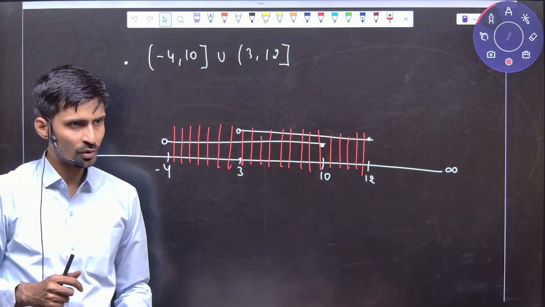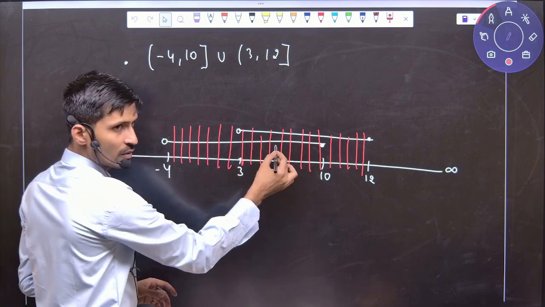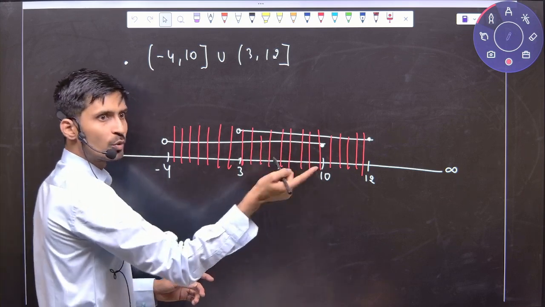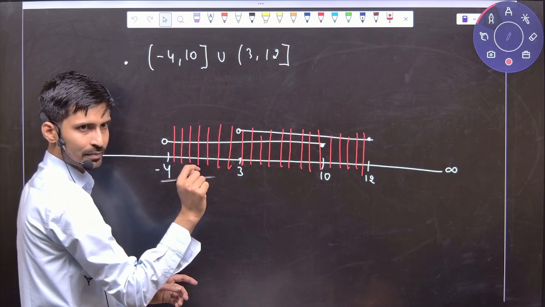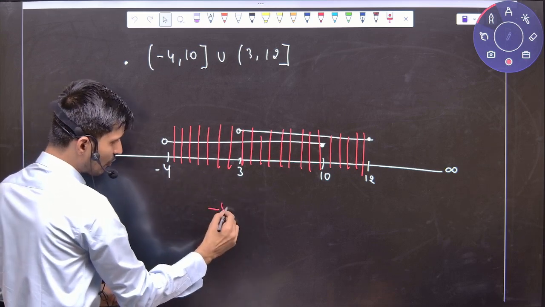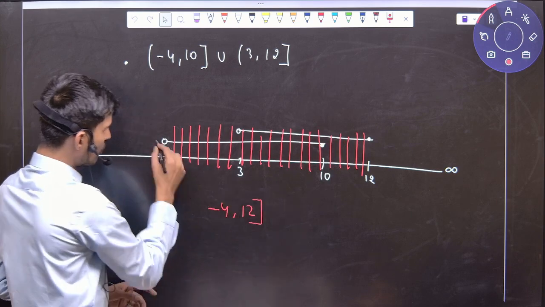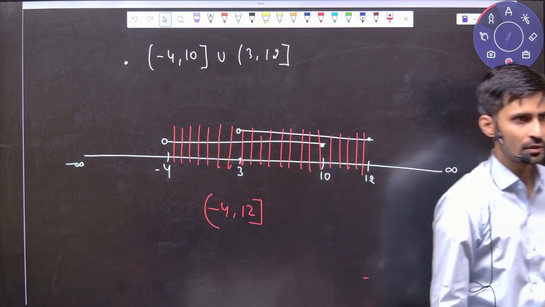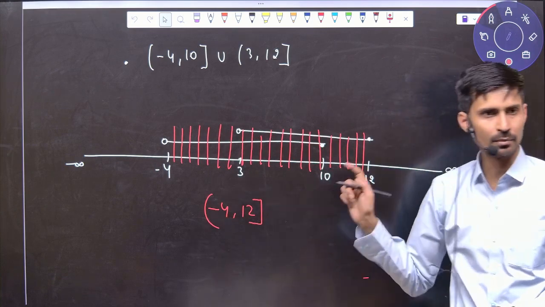Yes or no? So here you can see these numbers are in this set also, and these numbers are in that set also. So these numbers will not be written two times. They will come only one time. So simply I am taking minus 4 here, and I am taking 12. 12 is close, minus 4 is open, and this will become the union of both. It means if you take both these sets together, that will become this.